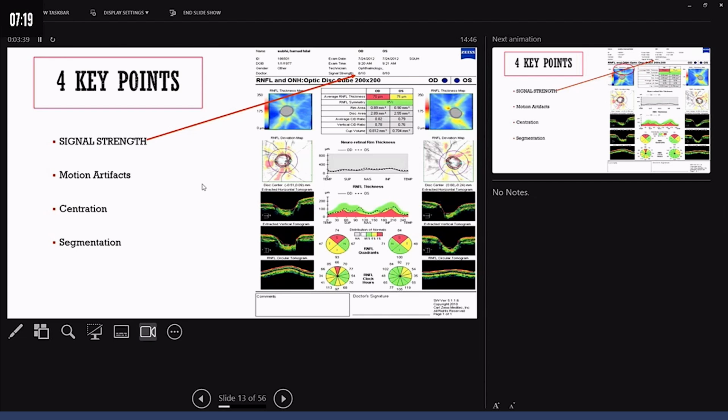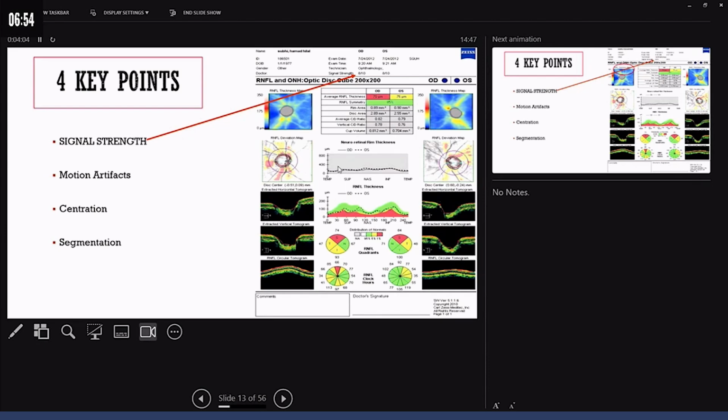One of them is the signal strength. Poor signal strength means the quality of scan is poor, so the picture is hazy. If the picture is hazy, the machine will not be able to understand where is the RNFL, where is the IPL, where is the GCC. So it will make false assumptions, such as, okay, this is the RNFL. So it may give you a false RNFL thickness. So if there is poor signal strength, you should not use those printouts for assessing glaucoma.